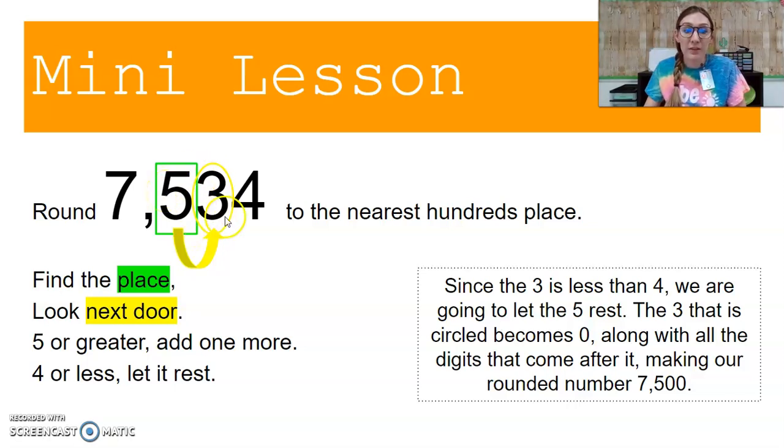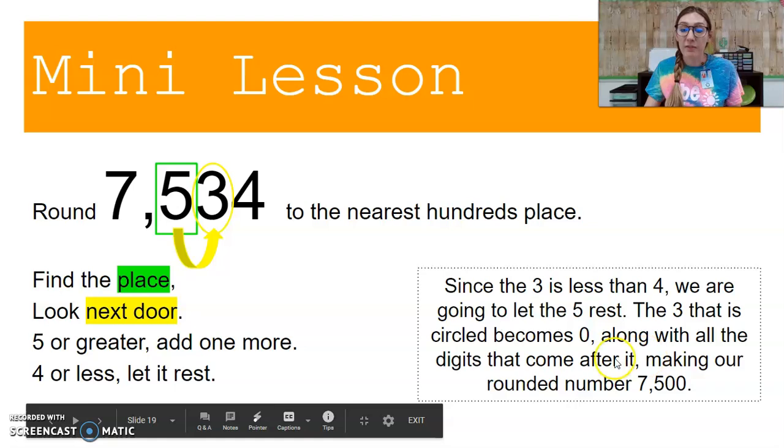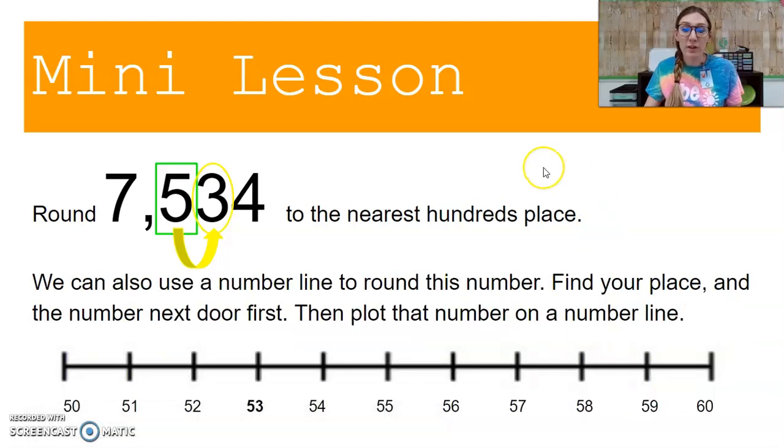Since the 3 is circled, it's going to become 0 along with all the digits behind it. So remember, the digits to the right become zeros. And the 7, the digits to the left, are going to stay the same, making our rounded number 7,500. So I want to look at and see what this looks like on a number line.